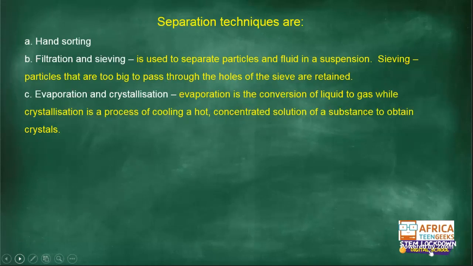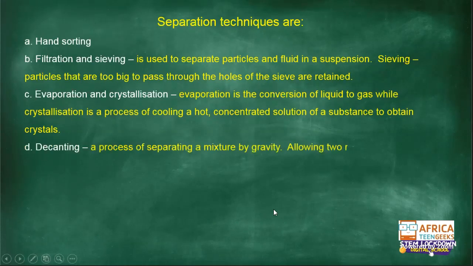So we have evaporation and crystallization. Evaporation is the conversion of liquid to gas. Water, when it's heated, becomes water vapor. And crystallization is basically the process of cooling something hot. You get a concentrated solution of a substance, and it becomes crystals. So when something hot cools and forms crystals, like you see in mines, you find crystals sticking down, stalactites, I think that's what it's called. Then we have decanting.